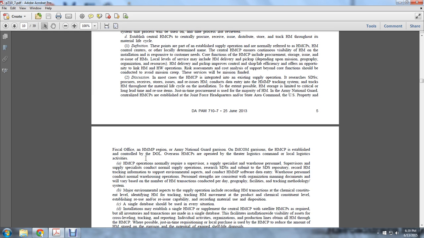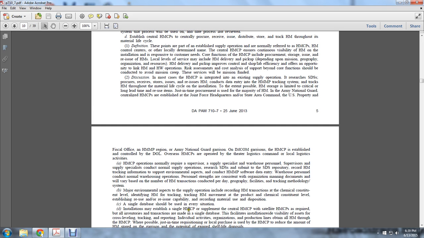Tracking methodology system. Major environmental aspects to supply the operation include the required hazard transaction chemical constitution level, identifying the hazard material, tracking movement of the product at the chemical constitution level, establishing the reuse and the reissue capability, and recording materials use and disposition. A single database should be used in every situation.